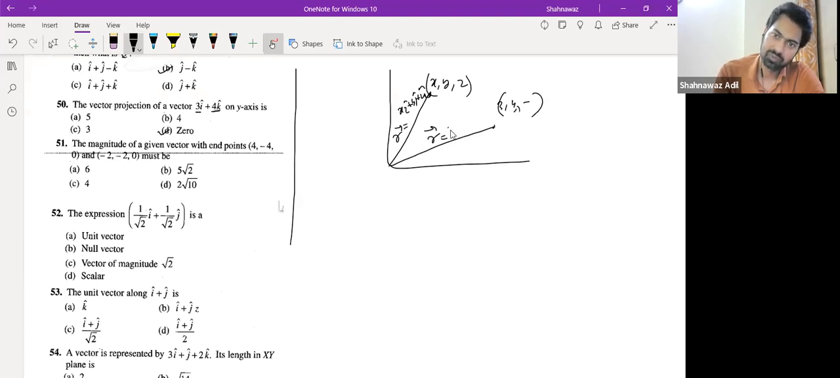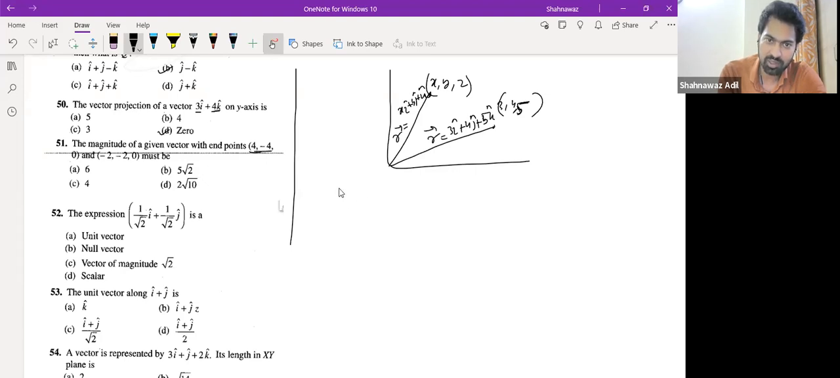So 3i cap plus 4j cap plus 5k cap. So we can write any position vector like this if the coordinates are given. Now we have one coordinate, 4, minus 4 and 0.